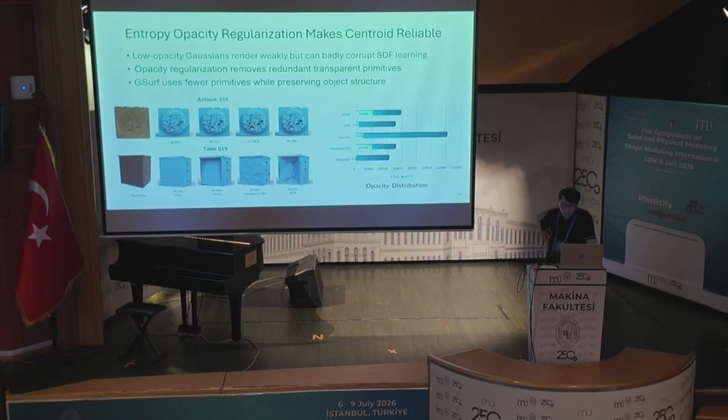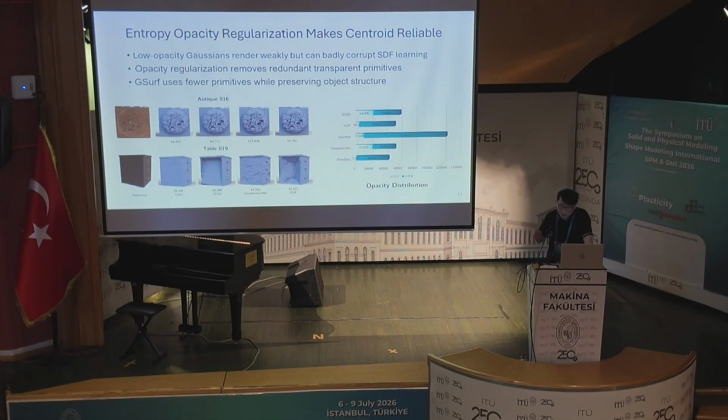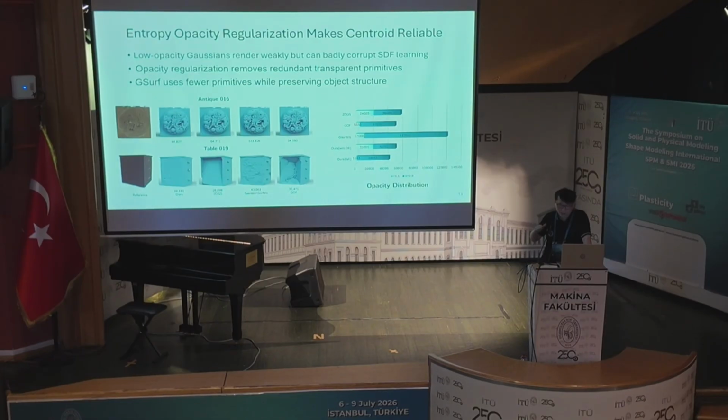And this is actually one of the core ideas in GSurf. Low opacity Gaussians may not affect rendering very much, because rendering is based on alpha blending. If a Gaussian has low opacity, it contributes little to the final pixel color. However, these Gaussians may affect SDF learning significantly. This is because the SDF treats these Gaussian centroids as surface samples. If many centroids are just floating in the space, not on the surface, then the SDF may learn a wrong surface.